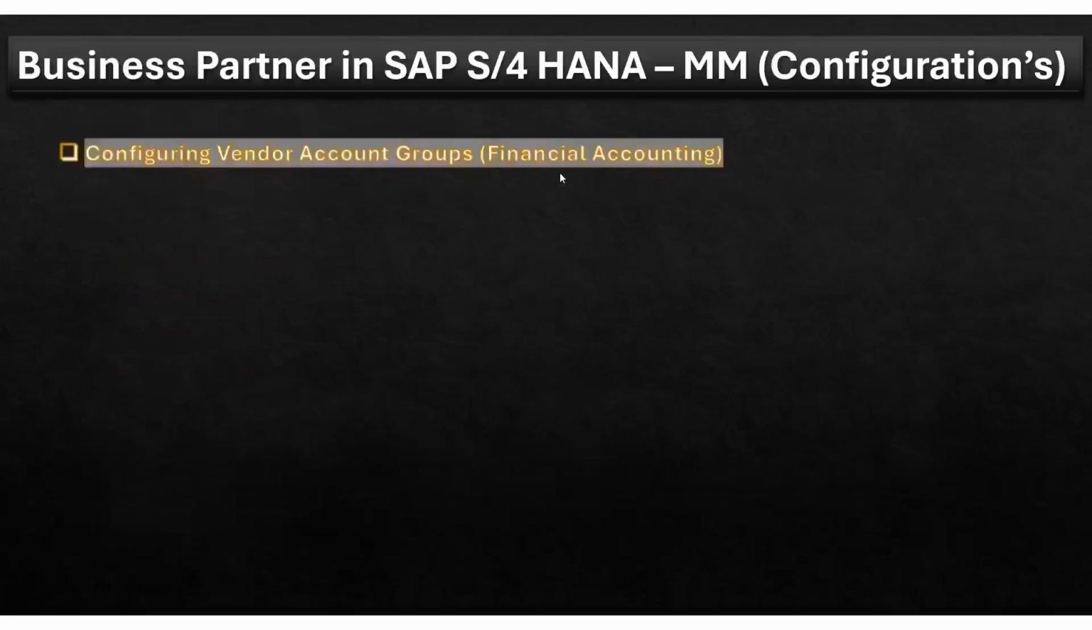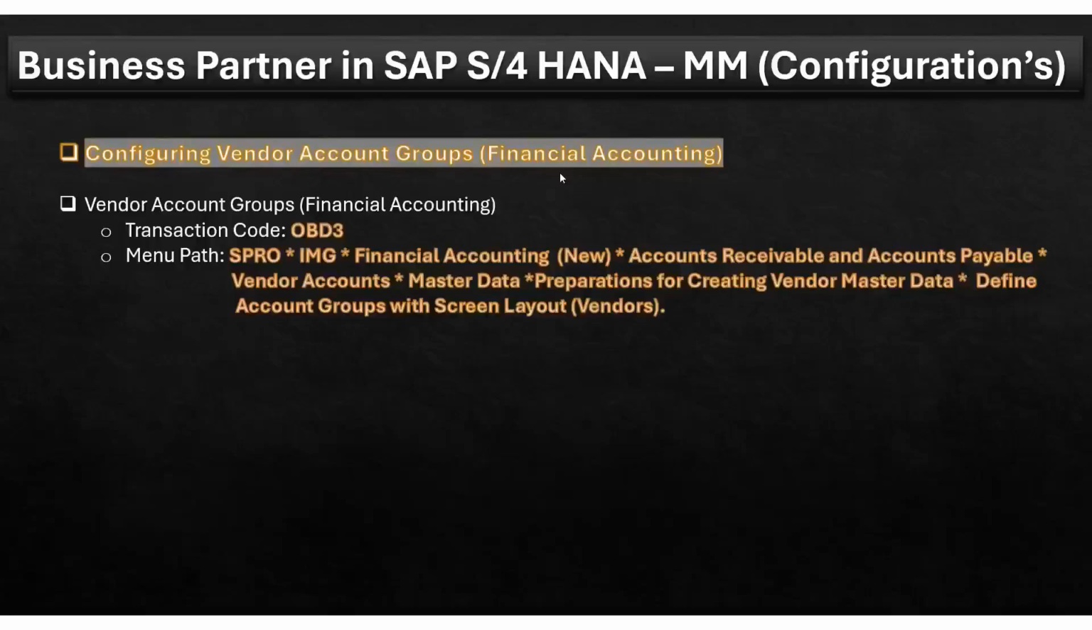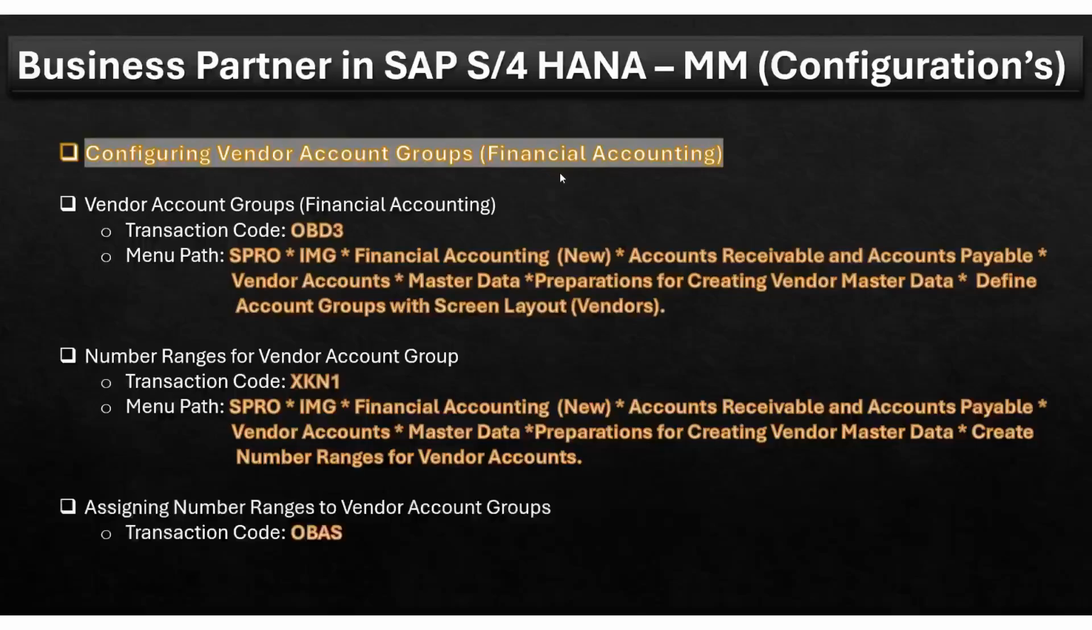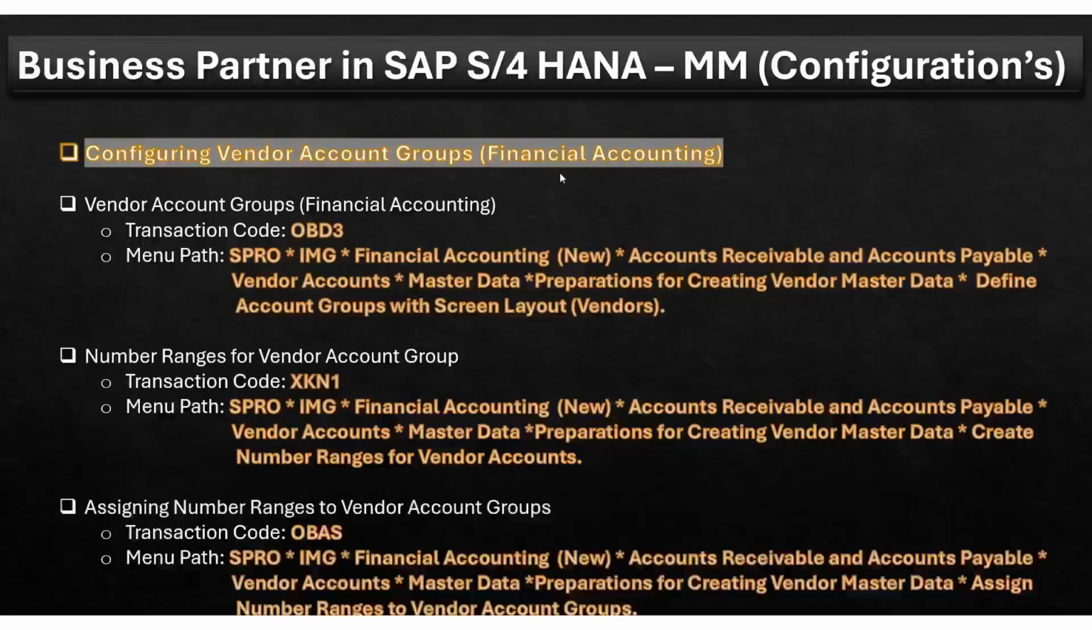Now, let us have a look at configuring the vendor account groups. In this session, we will cover the essential FI accounting configurations needed for the business partner to work effectively in materials management. We will demonstrate how to create the FI vendor account groups and how to create a number range which will be assigned to the account groups. It's important to coordinate closely with an FI consultant to ensure that the FI integration is error-free.